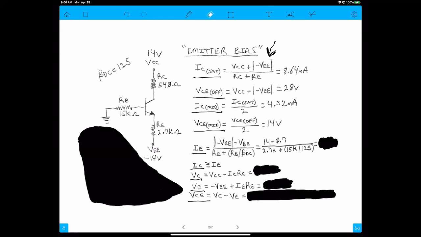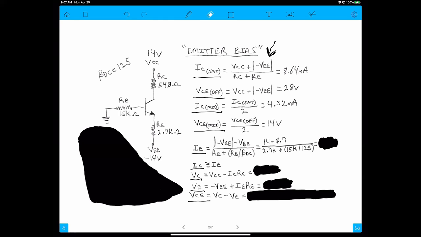All right, so for IE, I think everybody's been getting this. For IE, we have the absolute value minus VBE. What was VBE? Who can tell me what VBE was? We've done this numerous times. What is VBE? 0.7. Very good, Art. Very good.